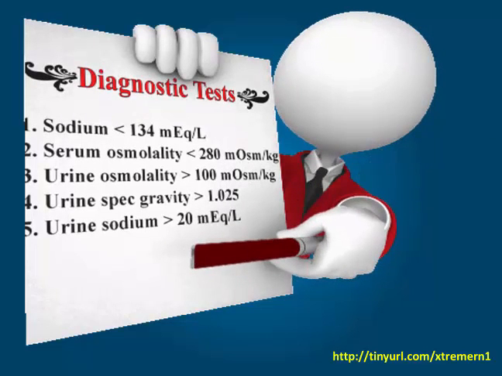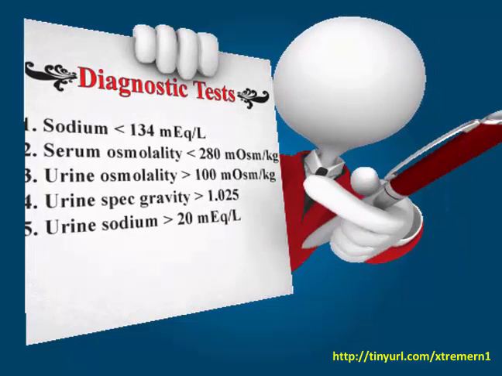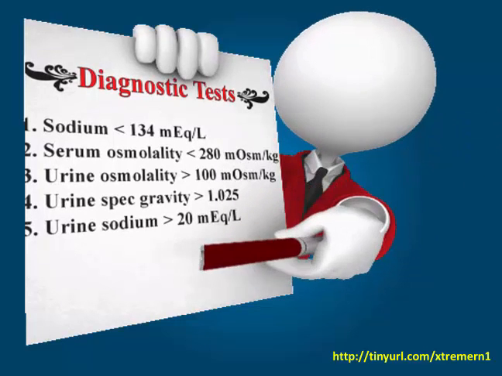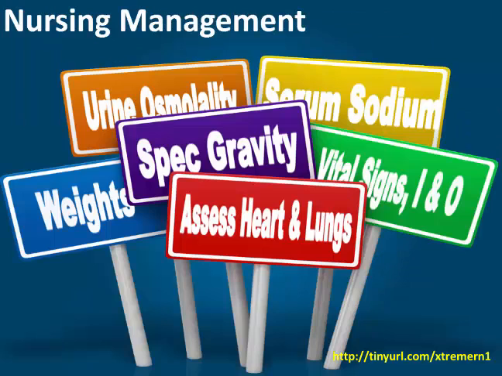They will probably do a CT scan to rule out brain disorders and a chest x-ray to rule out problems that could cause SIADH. Nursing management is quite a few things that you have to do. Assessing the heart and lungs, their vital signs and eyes and nose and weights, specific gravity, look at their serum sodium, and their urine osmolality. You want the serum sodium to be 135 to 145.